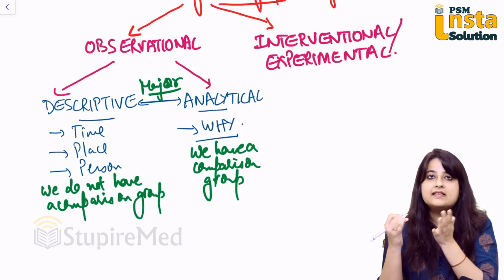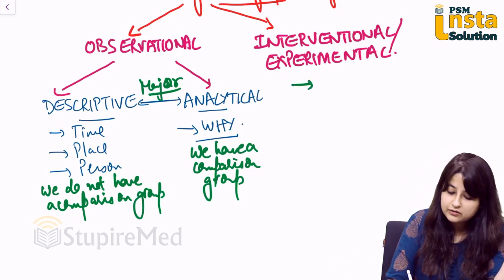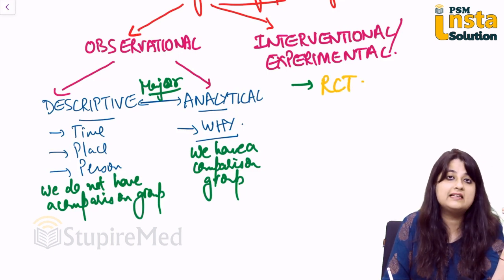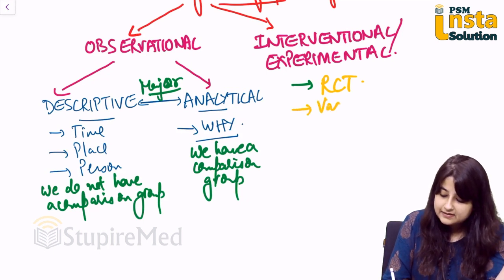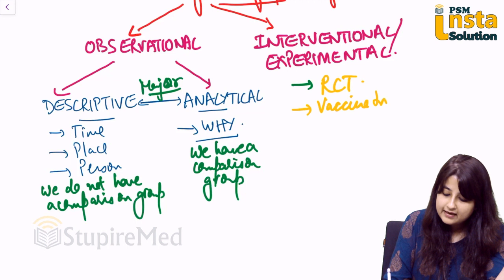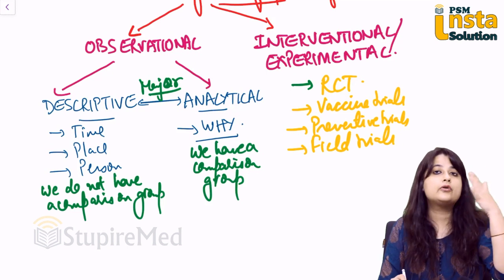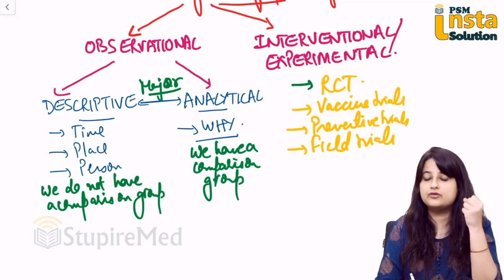In this, we are giving some intervention or some trial. The most common examples are, number one, RCT, randomized controlled trials or clinical trials. Other examples are vaccine trials, preventive trials, where you may use a vaccine, and field trials. So trials are something where you are doing an intervention, you are giving something.